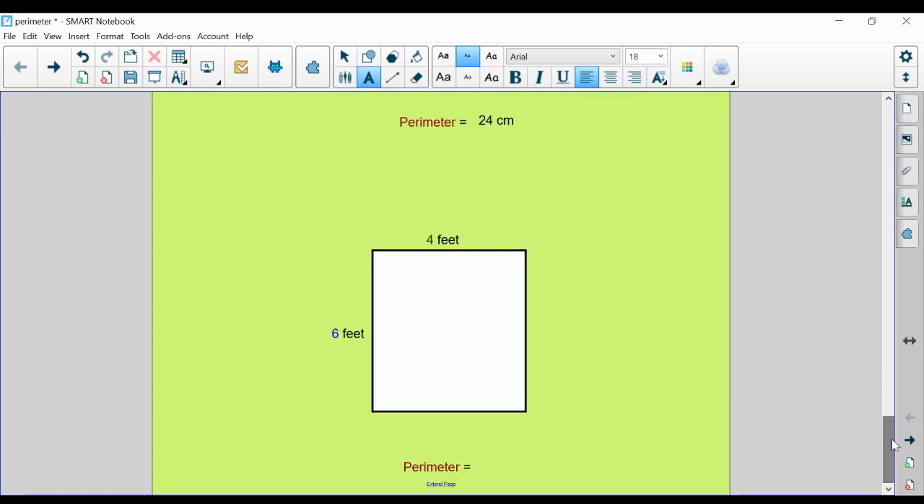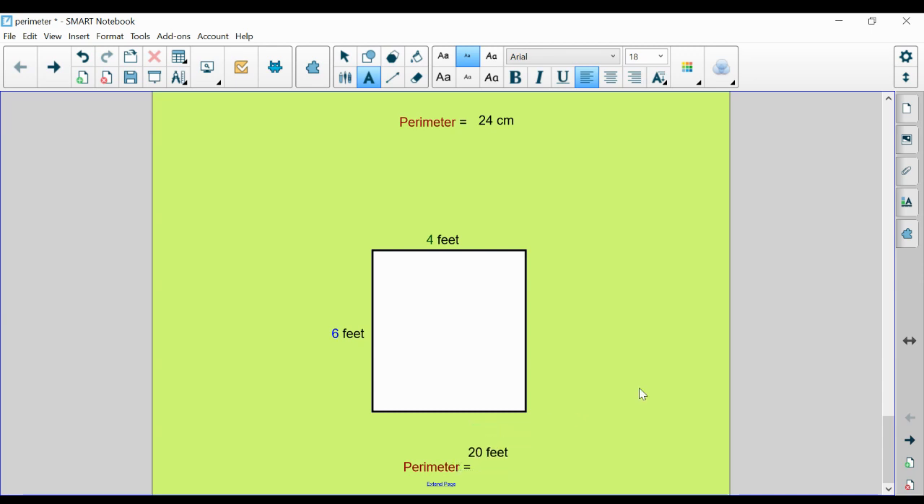Let's try one more. This one, instead of just adding the opposites, I'm going to add the length plus the width, because I know automatically that 6 and 4 is 10. So if I do 6 plus 4 is 10, I can just simply double that, because I know 10 plus 10 is very easy. The perimeter is 20 feet.